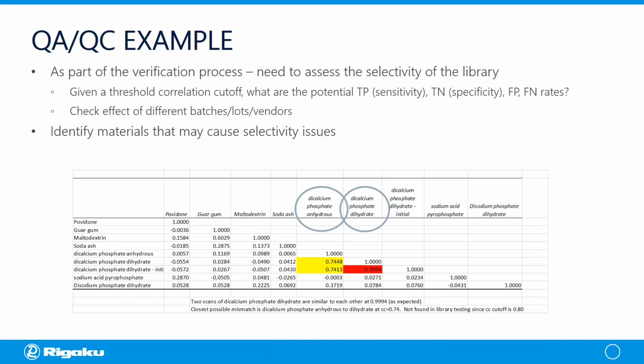So this is an example of some of the issues that might be occurring in the QA/QC lab that they'd be testing for. Basically, they want the true positives and the true negatives, but they also want to test for false positives and false negatives.